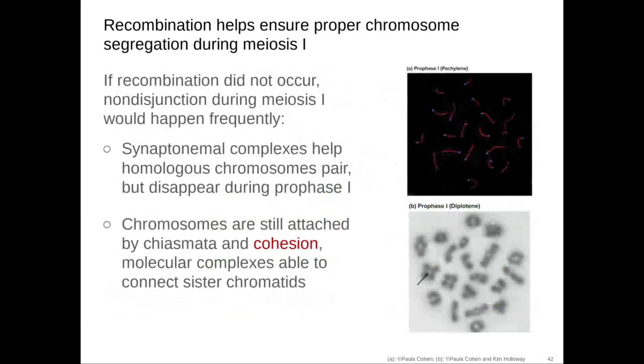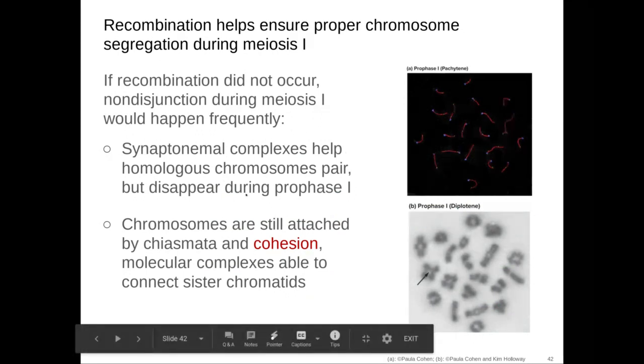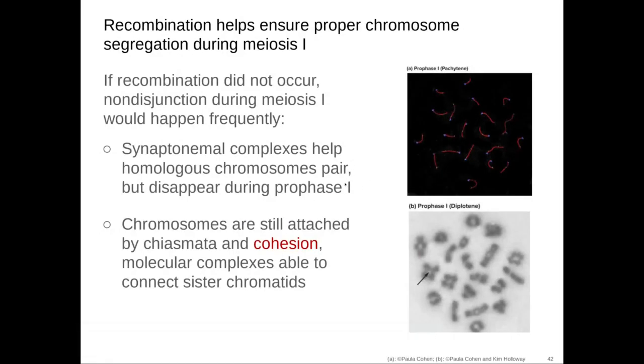Now, the other thing about crossing over, and it's kind of an important thing, and I always forget this exists until I read about it, is that if recombination didn't occur during meiosis 1, non-disjunction in meiosis 1 would happen way more frequently. Because of the complex that helps pair homologous chromosomes, if it wasn't for that, basically the cohesins, the proteins that hold these chromosomes together, couldn't separate properly, and thus non-disjunction would occur far more frequently.